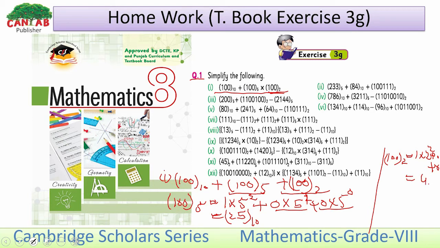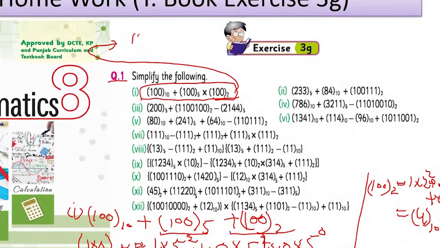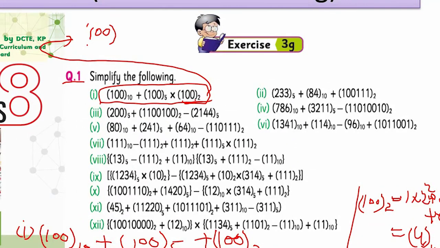2 to the power 2 is 4, with base 10. So now what will be the expression? This expression will become, look here, how? We have 100 with base 10 plus 25 with base 10 plus 4 with base 10.